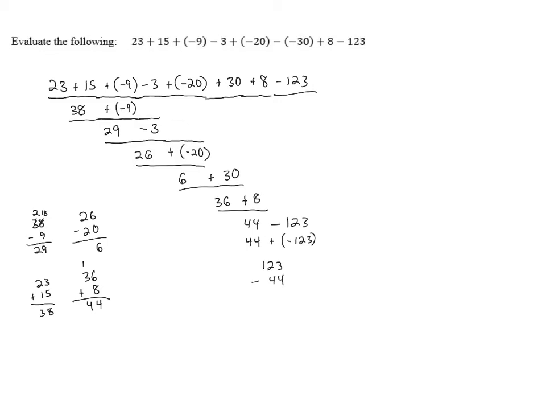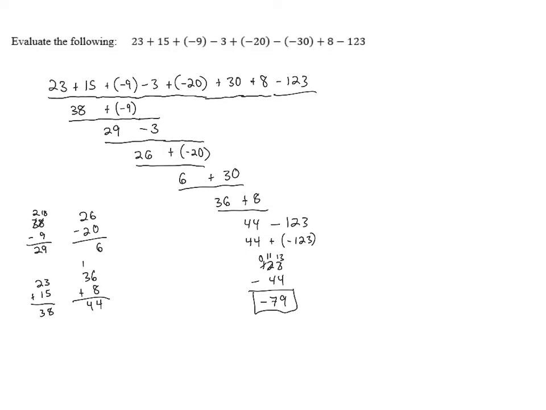123 minus 44, we're going to have to borrow. The 2 becomes a 1, the 3 becomes a 13. 13 minus 4 is 9. We have to borrow again. That 1 becomes a 0. This 1 becomes an 11. 11 minus 4 is 7. So we've got 79, and since the larger number was negative, our answer is going to be negative, and our final answer is negative 79. Wow, that was a lot of work.